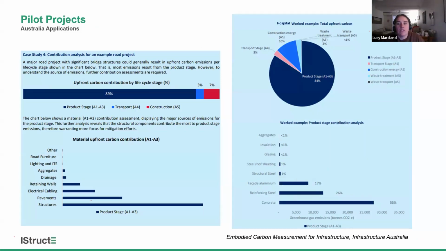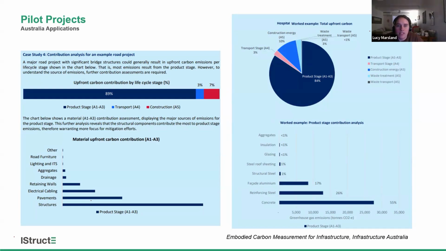So in Australia, we don't have the lovely bar chart of lots of different projects, but we do have a couple of key pilot projects that the Infrastructure Australia technical guidance calls out to help support someone learning to do this carbon measurement and also get a feel for where carbon sits on your design.